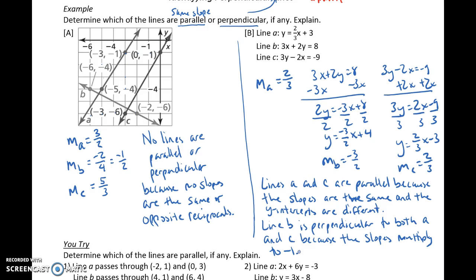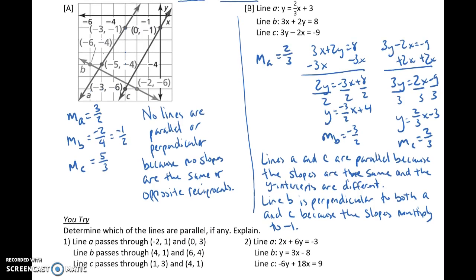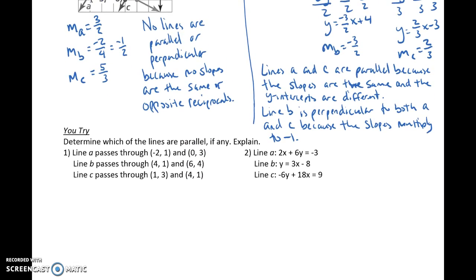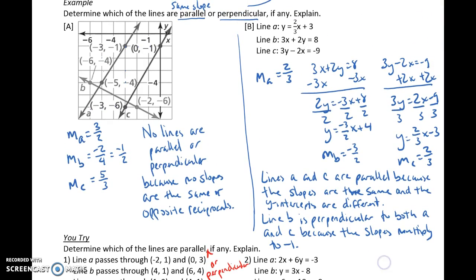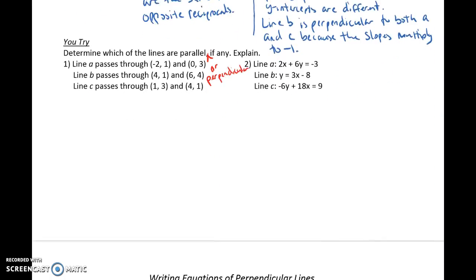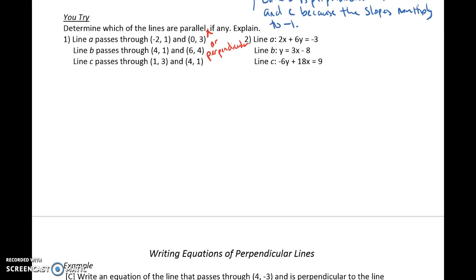Are they opposite reciprocals? So if we take a look at the try 1 and 2, I just totally noticed I made a mistake. I forgot to write the word perpendicular in there. So we want the same direction: determine which of the lines are parallel or perpendicular. Let's just add that in. All right. And then tell me why. So just like I did up here with A and B, it could be none. It could be a combination of both parallel and perpendicular. It could just be one or the other. So take a look at 1 and 2, find those slopes for me, and let's see what we get.